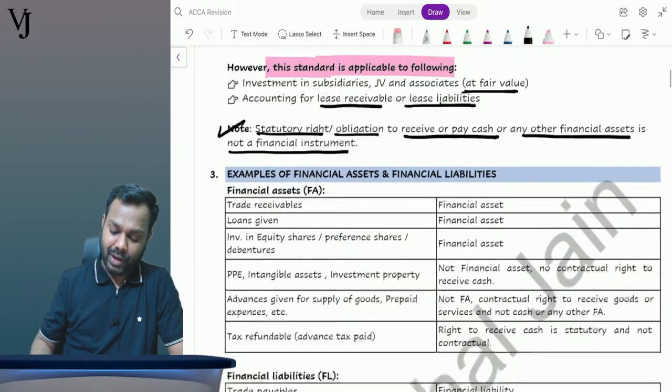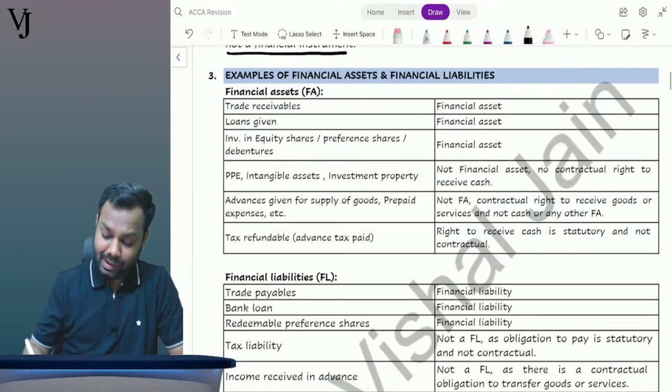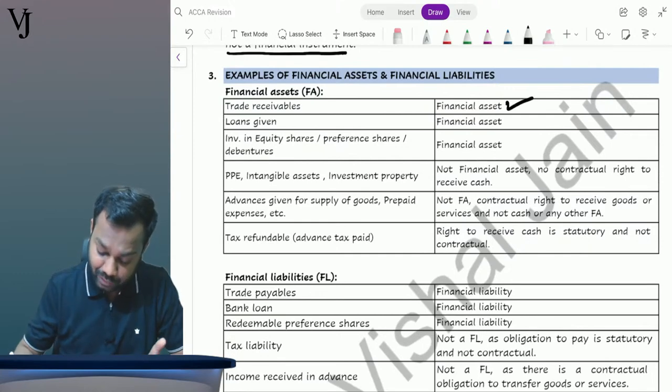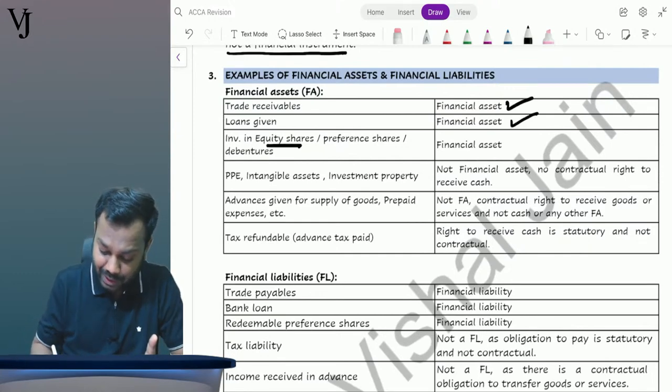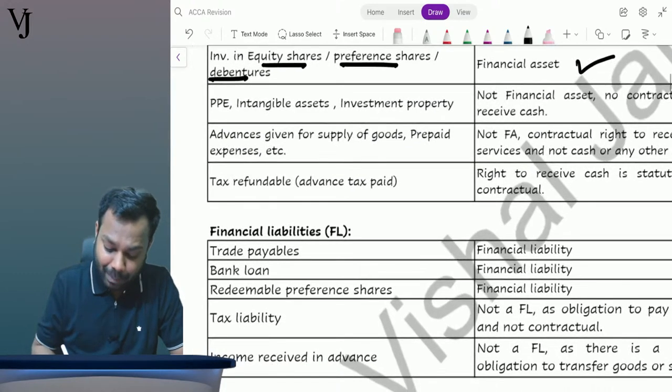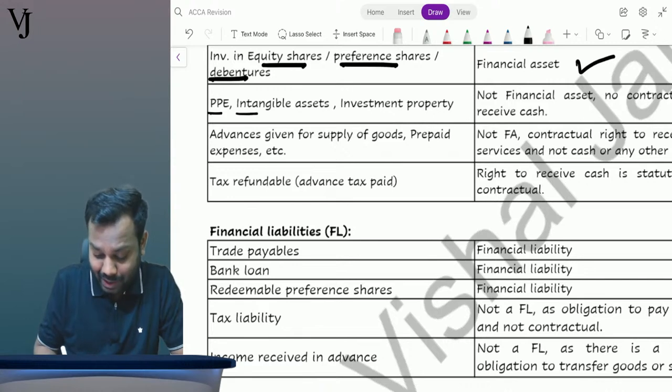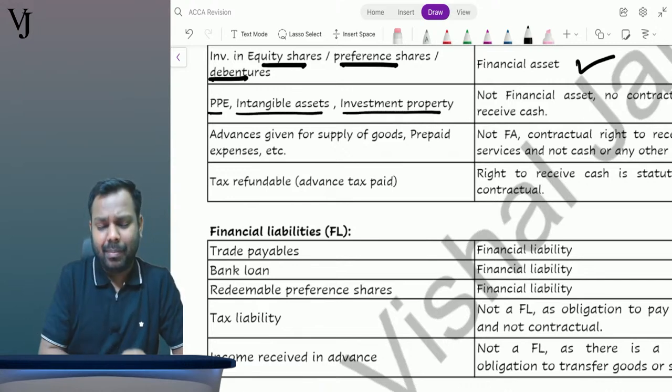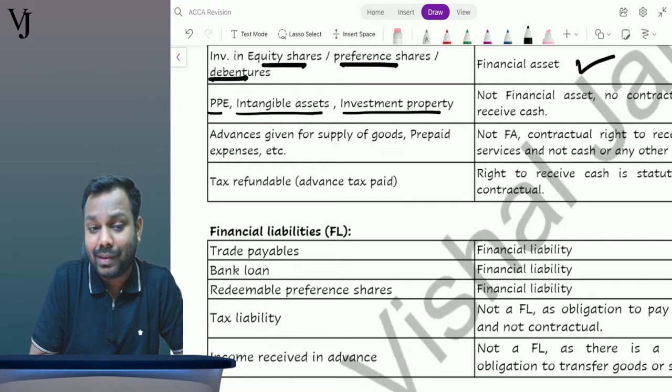Now, examples of financial assets and liabilities. Trade receivable is a financial asset. Loans given is a financial asset. Investment in equity shares, preference shares or debentures is a financial asset. Okay, property, plant and equipment, intangible assets, investment property. Tell me, is it a financial asset? No, it is not a financial asset.